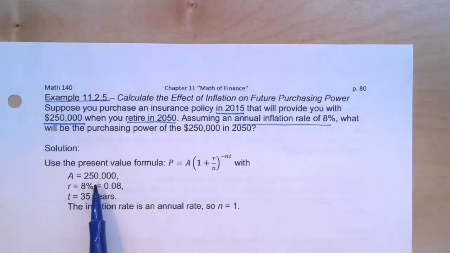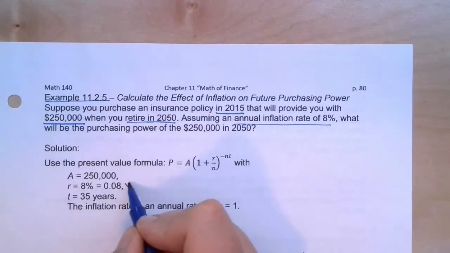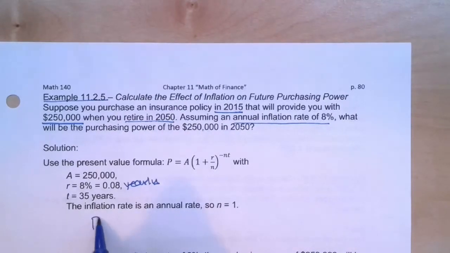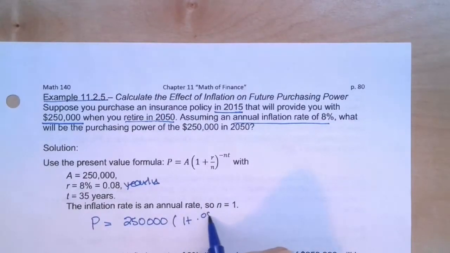A is $250,000. R would be 0.08, again, that's yearly. T is 35 years, so we just plug everything right into our formula. 250,000 times (1 plus 0.08 over 1) to the 1 times 35, and again that exponent's negative. Last time we divided, this time we're doing a negative exponent, so that's a little bit different here, but that way you can see how both formulas are used.